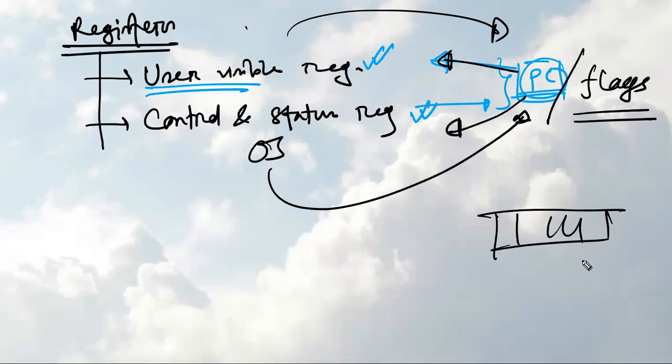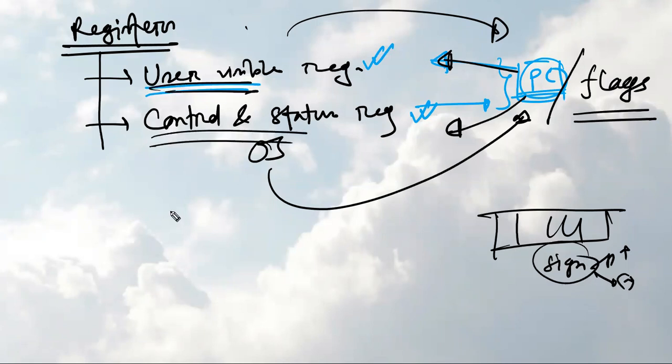And what are the statuses? For example, sign. Sign is one kind of status. It could be a positive sign or a negative sign. So what is a sign? After performing the very last execution, the sign flag could be changed. And this sign flag could be your user visible register, and also it could be your control register. So this is the internal memory of the processor.